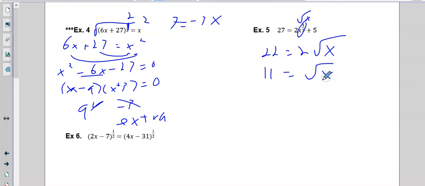square root of x. And then to undo this, I just square it on both sides. That gets rid of that. I get 121. Plug it back in. 121 to the 1/2, which is the square root, is 11. Times 2 is 22. Plus 5, 27. Check.